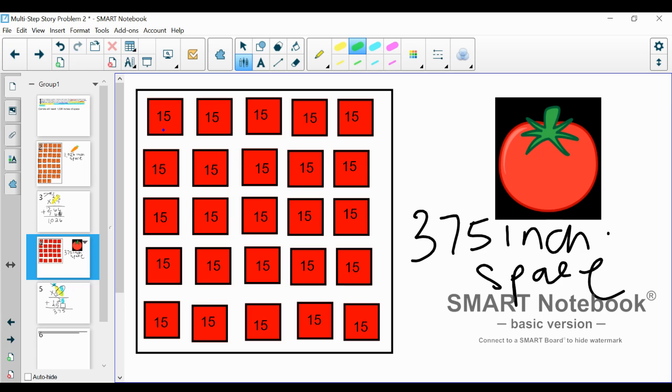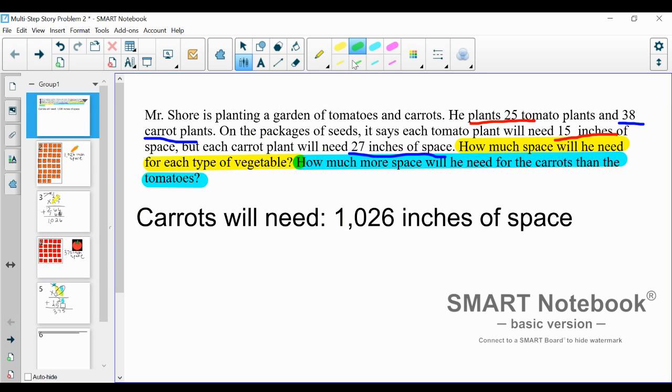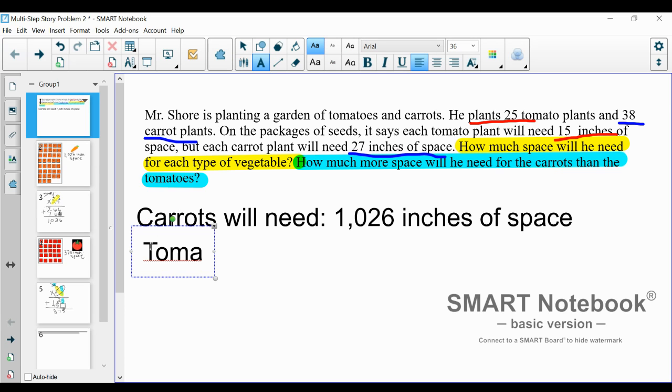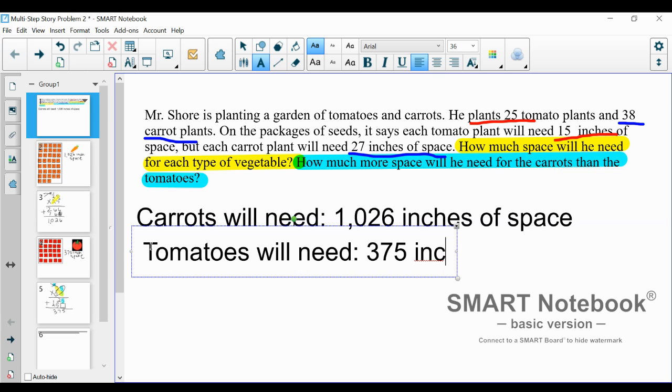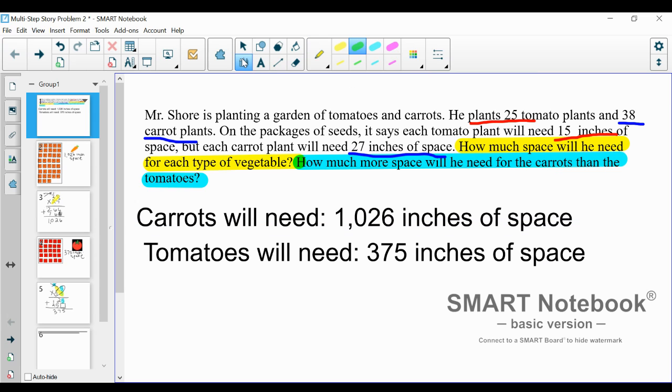Okay, all right, so now you can go back to our question here. How much space will he need for each type of vegetable? We have carrots here, and then we just figured out tomatoes. Inches of space, make sure you always include your units, okay? So I'm going to highlight this yellow because we answered our yellow question, and these are the answers to the yellow question.